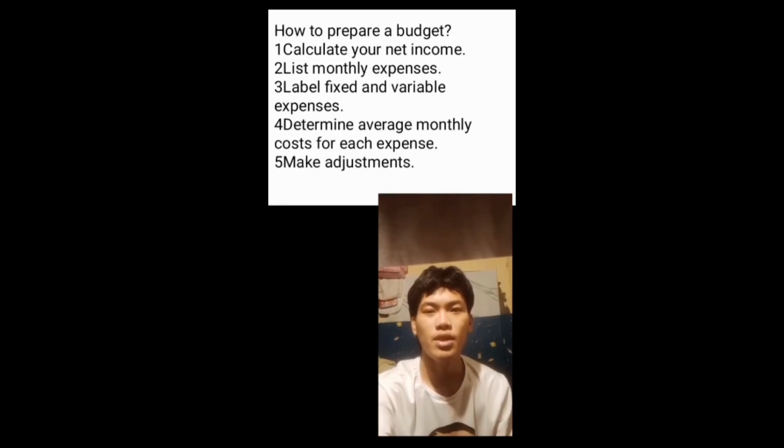Number 3, label fixed and variable expenses. Fixed expenses generally cost the same amount each month, such as rent, mortgage payments, or car payments. Number 4, determine the average monthly cost for each expense. Add all the numbers together for each month and then divide them by the total number of months.